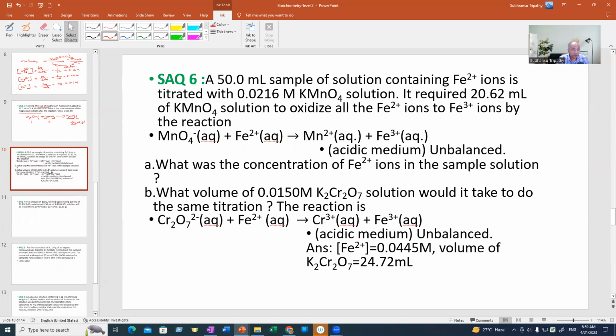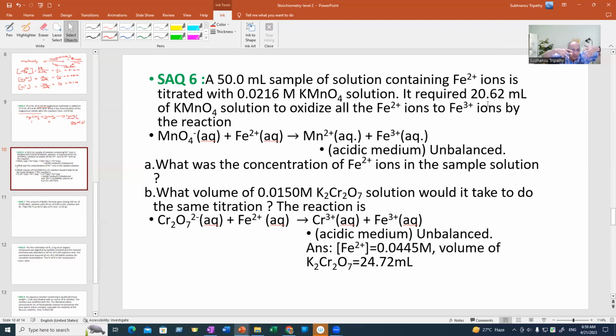So फिर एक बार चलो हम पढ़ते हैं. 50 ml of solution containing ferrous ion is titrated, means reacted, with 0.0216 molar KMnO4 solution. It required 20.62. That is the burette reading. That end point comes. We don't bother about the details of titration that you'll be doing in your respective schools. And here, there is no indicator.